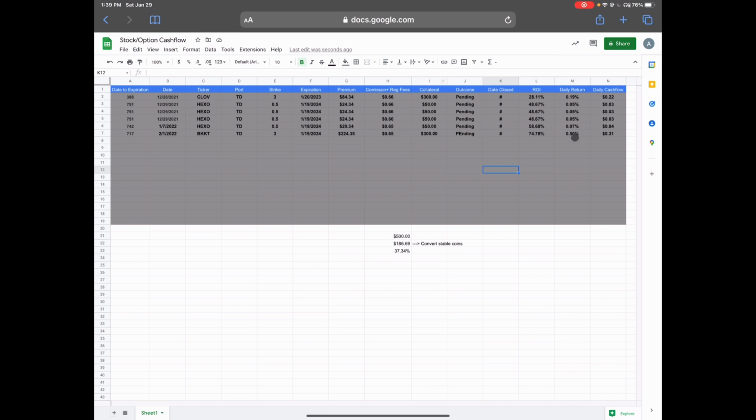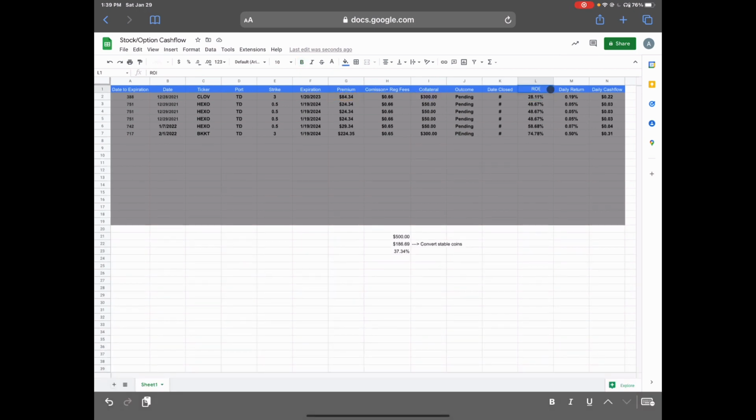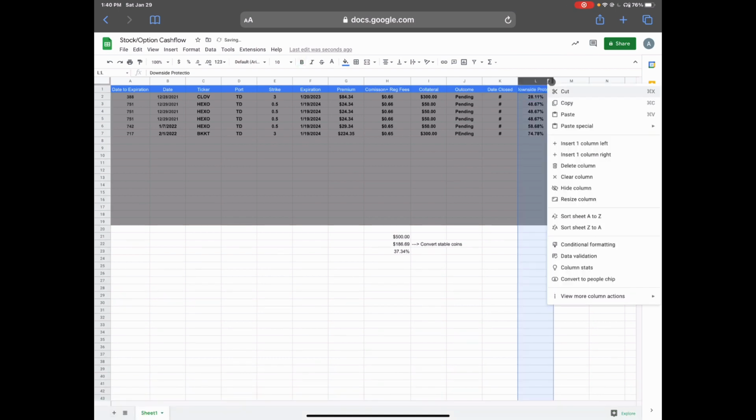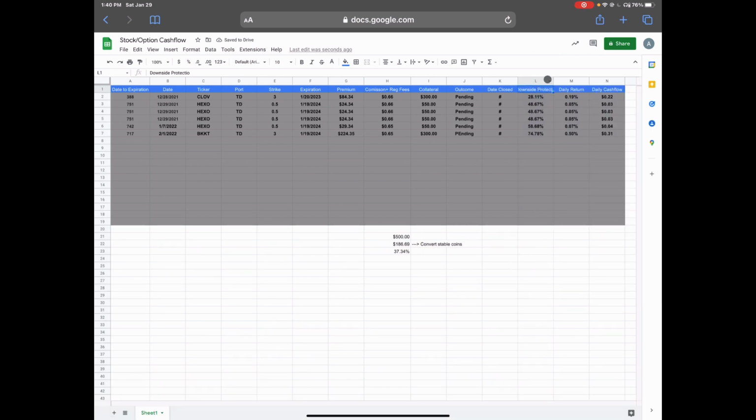Think about it like this. We'll bring you back to the sheet. This says ROI, but this can also be labeled downside protection. And all that means is, in this particular example, I put up $300 in my capital. I receive almost $225 of it, which means I really only put 25% of my investment at risk.